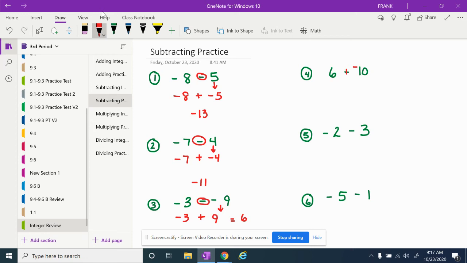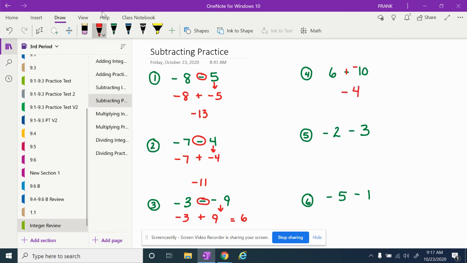So I have 6 positives. I have 10 negatives. I have more negatives than positives. So I know my answer is negative. And then I just need to know what's the difference between 10 and 6. And the difference between 10 and 6 is 4.